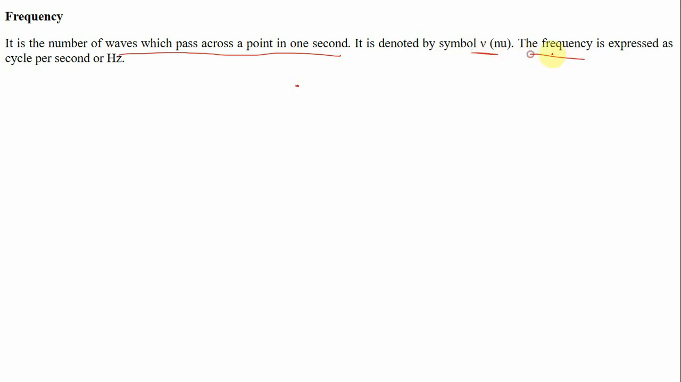And the units of frequency are cycles per second, since it's the number of waves that pass through the point in 1 second. So it can be defined as cycles per second or hertz. So these are the two commonly used units for frequency.